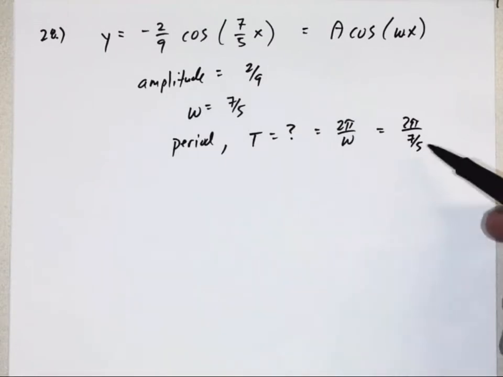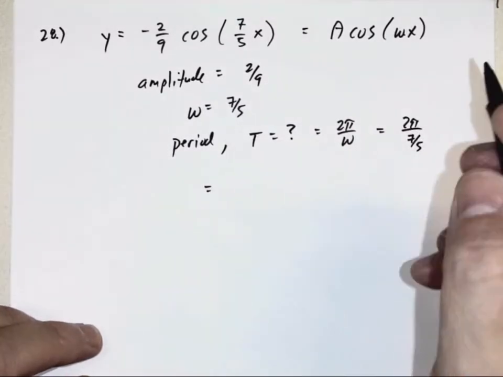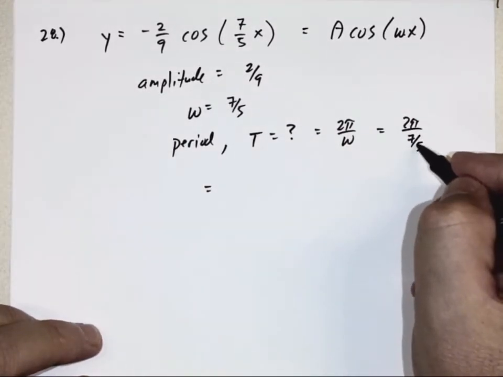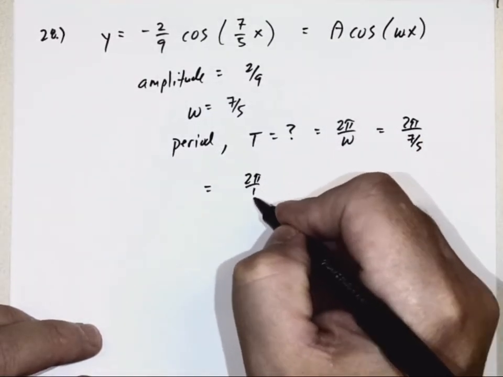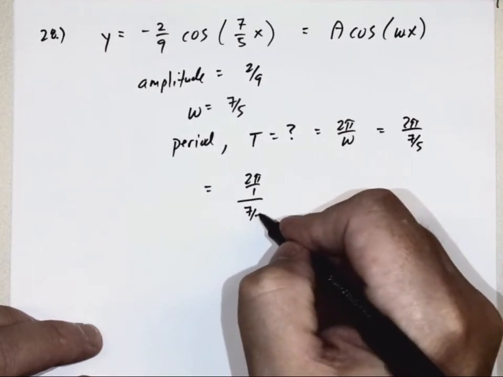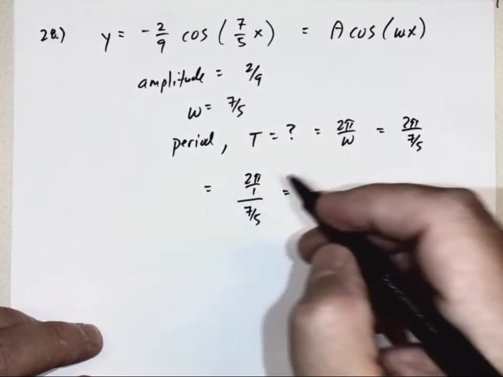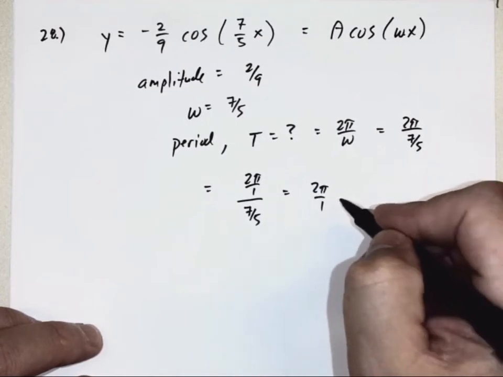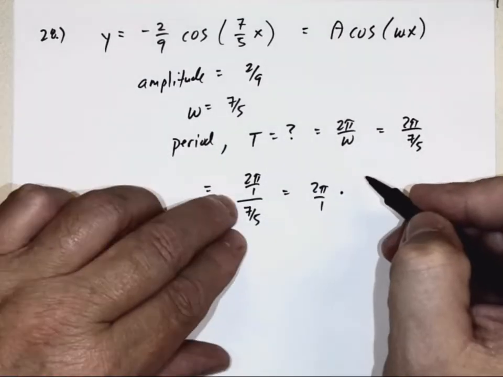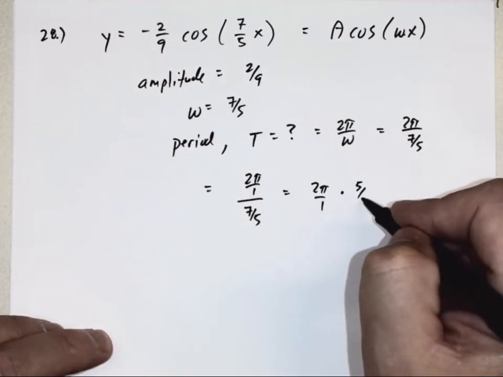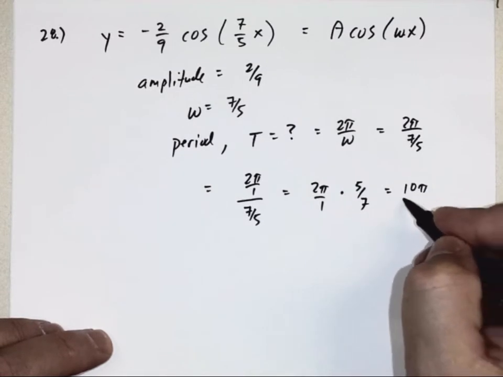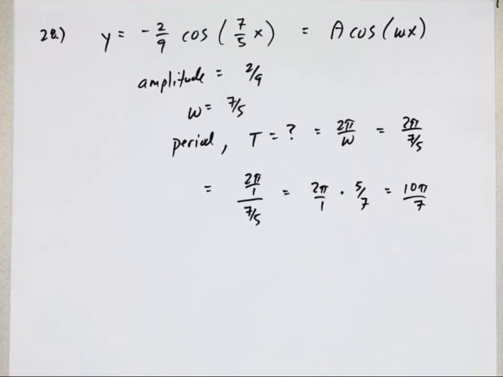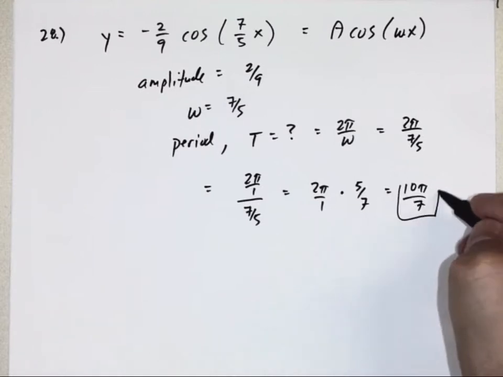Now this is a complex fraction. You can't leave the answer like this. Let me remind you again how we simplify this. First of all, I've got a fraction on the bottom and a number on the top. Just to make it very clear, I could change the top and do a fraction like that. And then a complex fraction is you take the top fraction and multiply it by the reciprocal of the bottom fraction. So that you can see, 10 pi over 7, and that's your actual period.